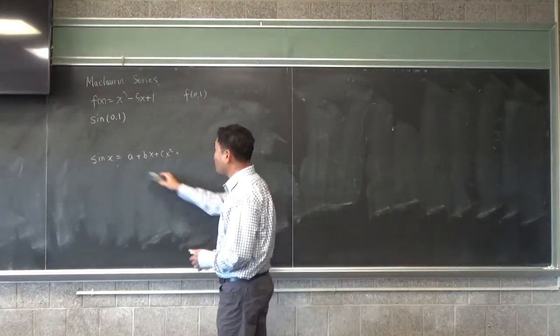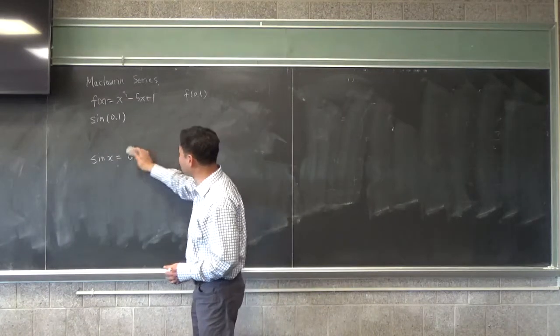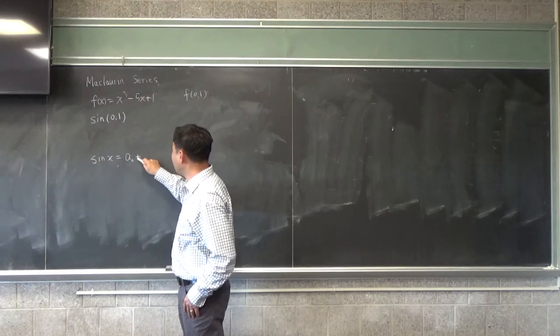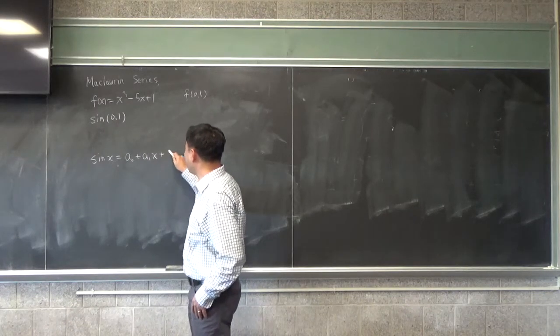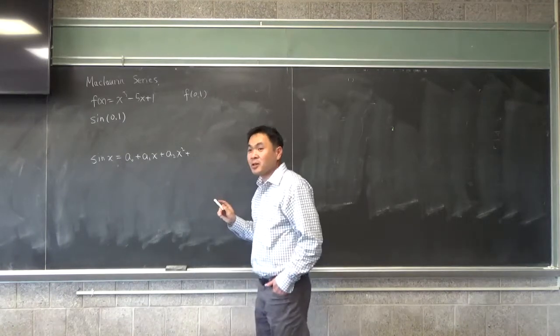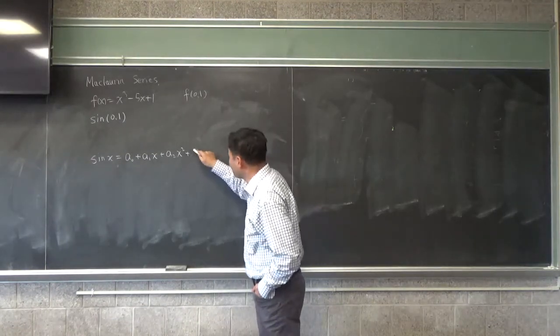And because you quickly run out of letters to put, instead of writing it this way, we're going to write it as a0, a1x, a2x squared, and so on and so on. And sigma notation, let me just write one more.